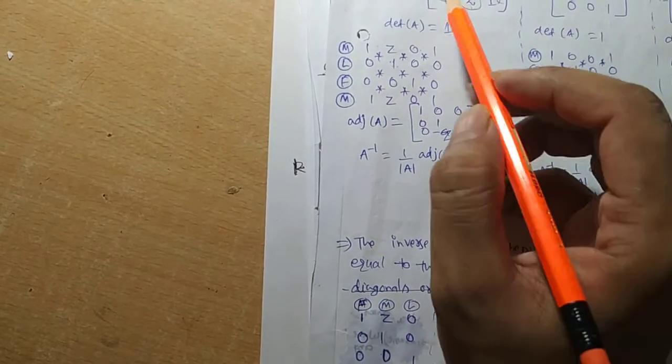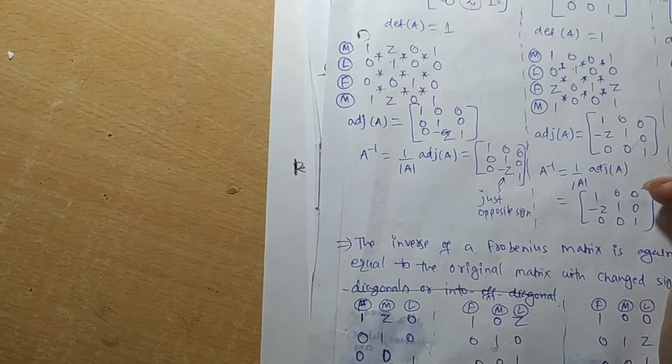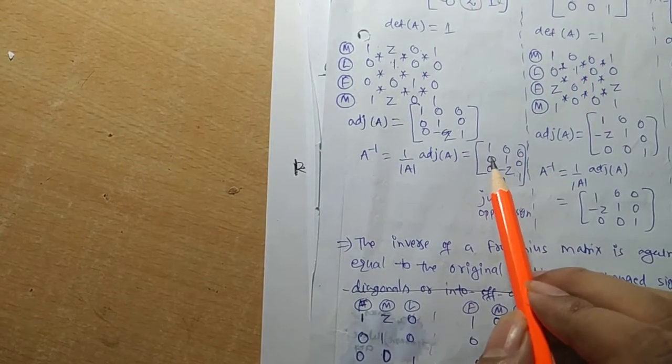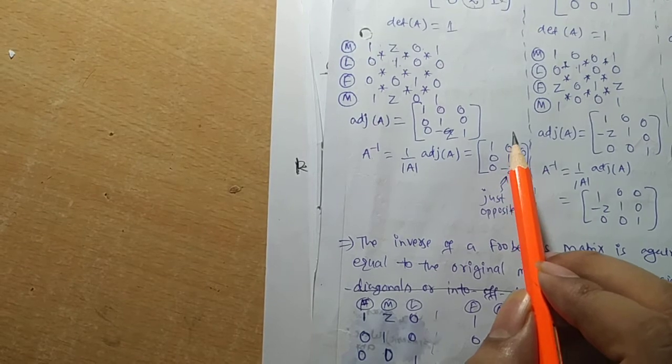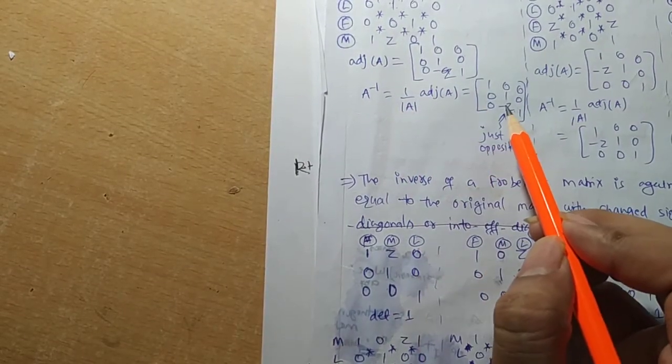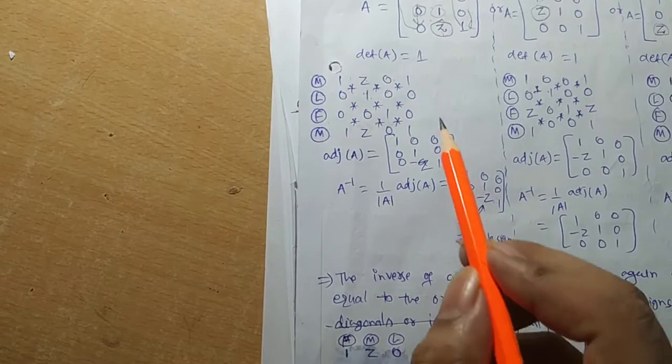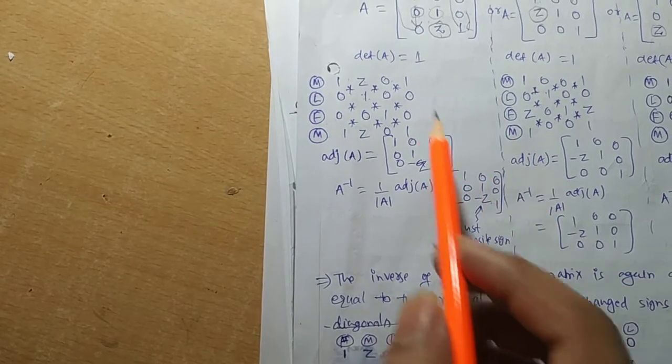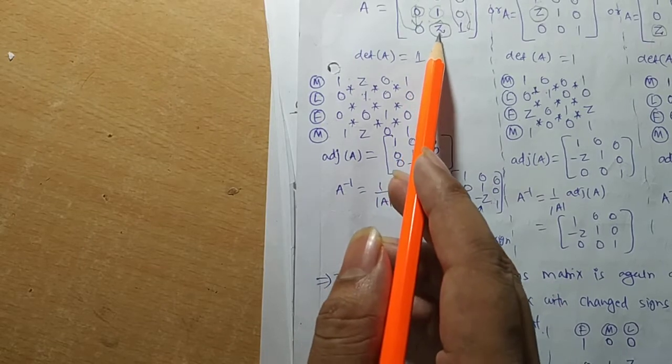And you should know that the determinant of this Frobenius matrix is equal to 1 only. So it doesn't depend on z. It will give you 1. So in all the cases, the inverse of the Frobenius matrix is the same matrix with the sign changed to minus z.